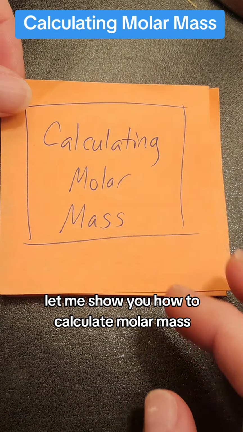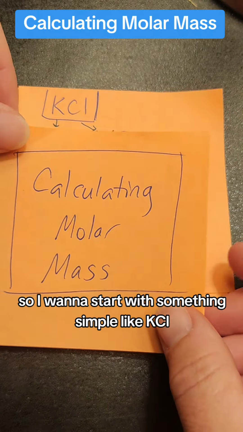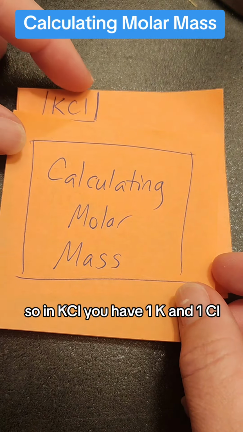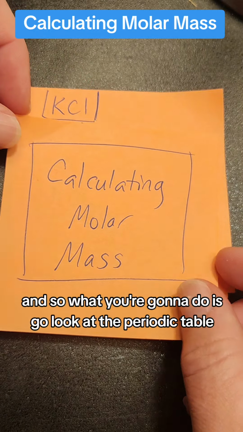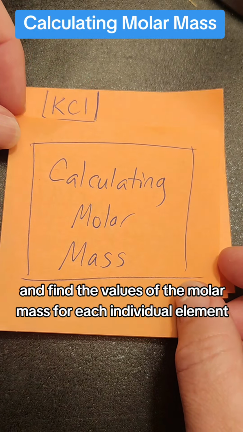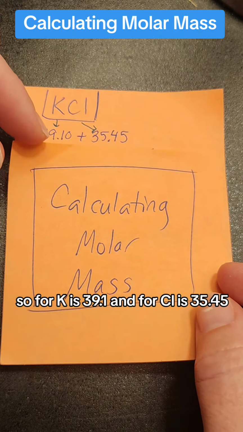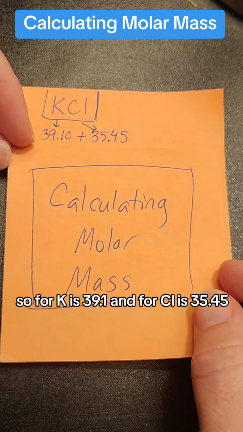Let me show you how to calculate molar mass. So I want to start with something simple like KCl. In KCl, you have 1 K and 1 Cl. What you're going to do is look at the periodic table and find the molar mass for each individual element. K is 39.1 and Cl is 35.45.